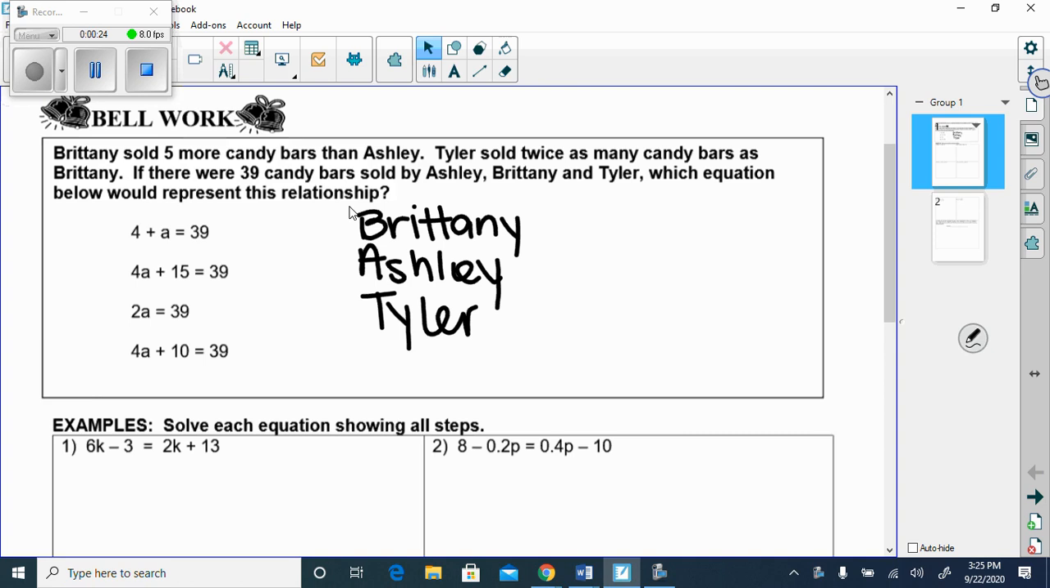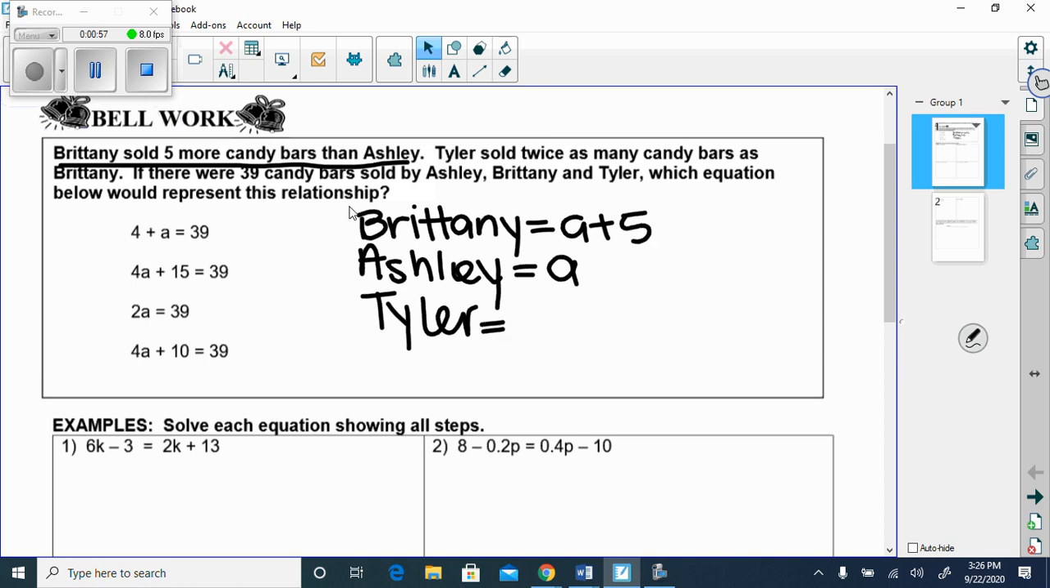If there were 39 candy bars sold by Ashley, Brittany, and Tyler, which equation below would represent this relationship? Okay, so they start off by saying Brittany sold 5 more than Ashley. Do we know how many Ashley sold? No. So that's going to be our first variable, A for Ashley, because we don't know how many she sold. But we know that Brittany sold 5 more than that, so how can I write that? A plus 5, good.